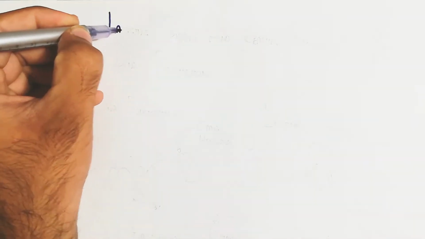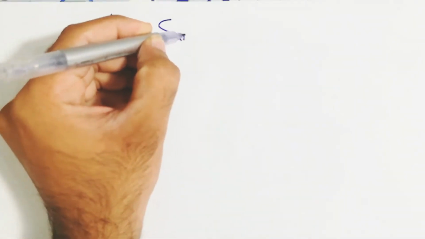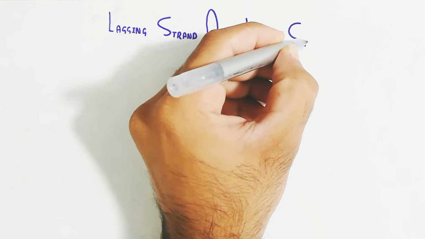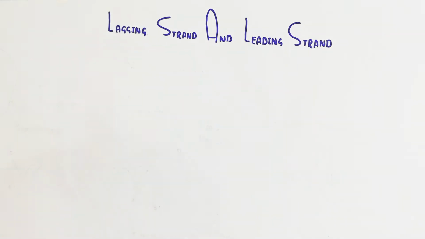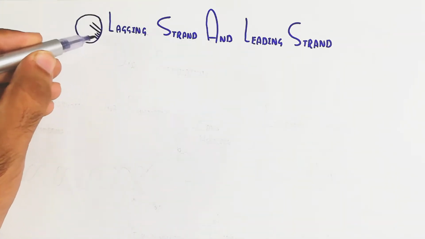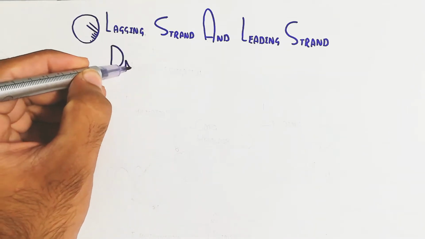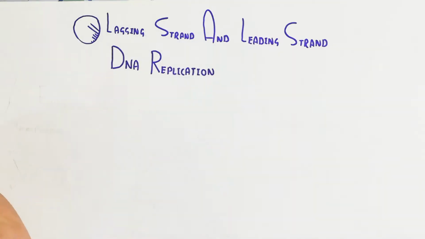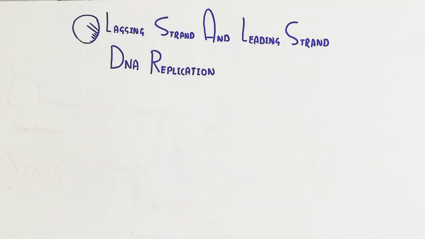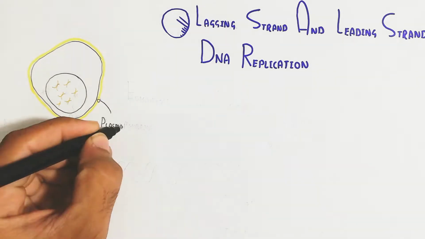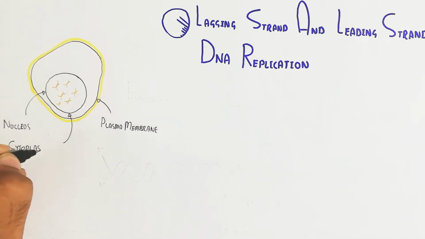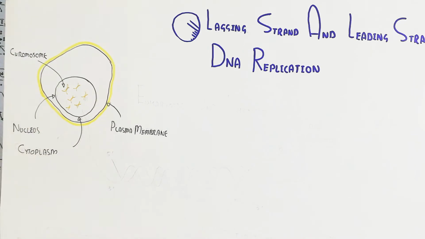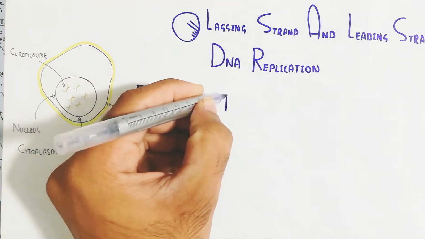Hello, in this video we will discuss the lagging strand and leading strand during eukaryotic DNA replication. Eu means true and karyon means nucleus, while prokaryotes are bacteria. Pro means before and karyon means nucleus, so no nucleus is present in prokaryotes. But in eukaryotes, during DNA replication, we will understand the lagging strand and leading strand. So this is the eukaryotic cell, containing chromosomes within the nucleus, and cytoplasm and the plasma membrane.